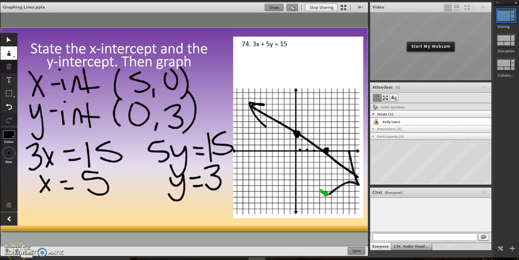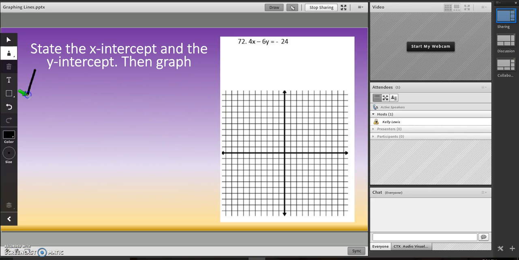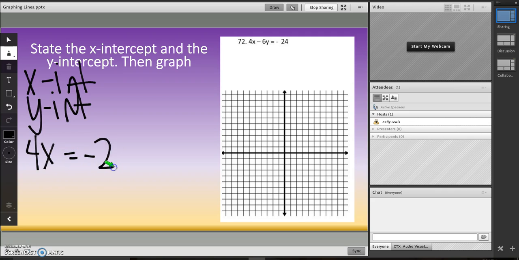Let's do another one. Okay, so here we are. We want the x-intercept and the y-intercept. For the x-intercept, I'm going to do 4x equals negative 24, because I plugged in a 0 for y and it disappeared. Negative 24 divided by 4 is negative 6. So I'm going to do negative 6, comma 0. So that's negative 6 right there.